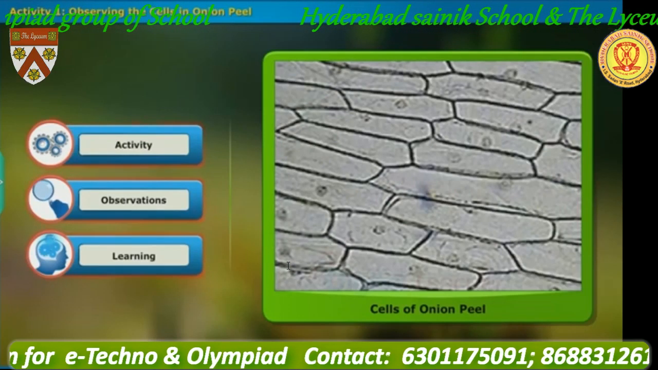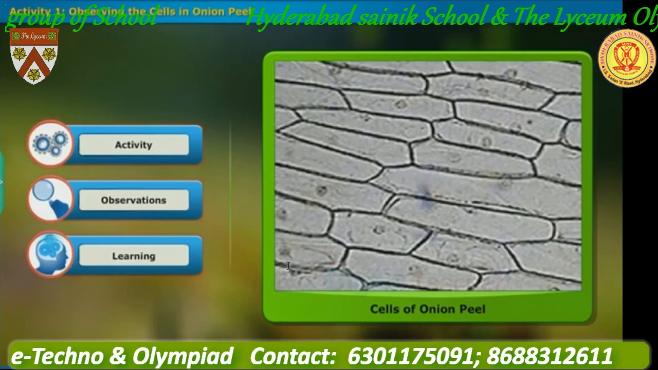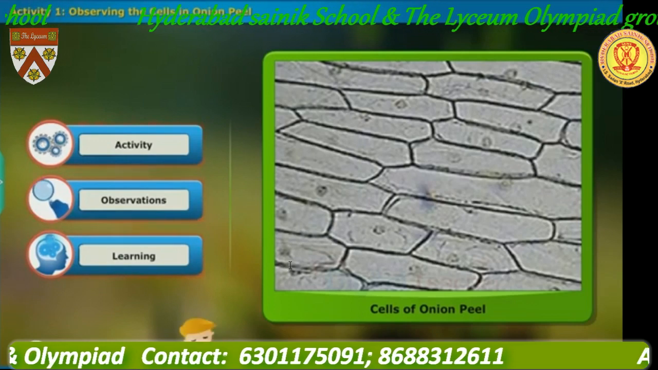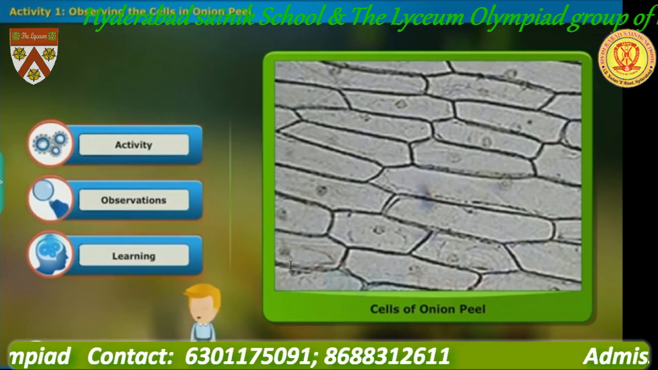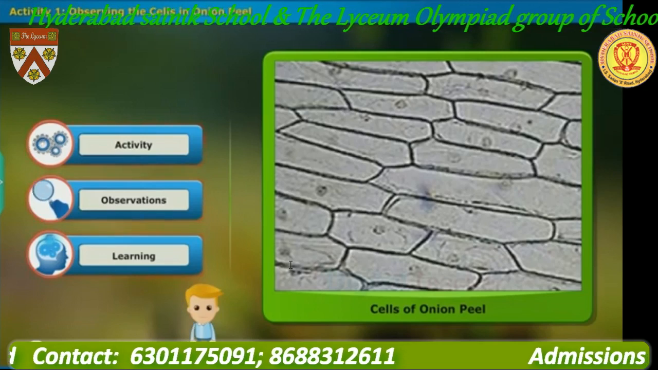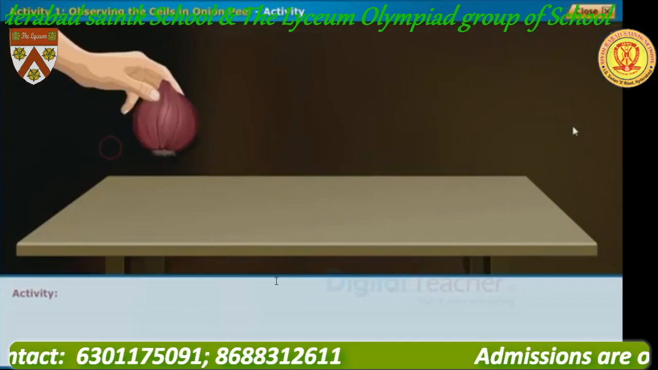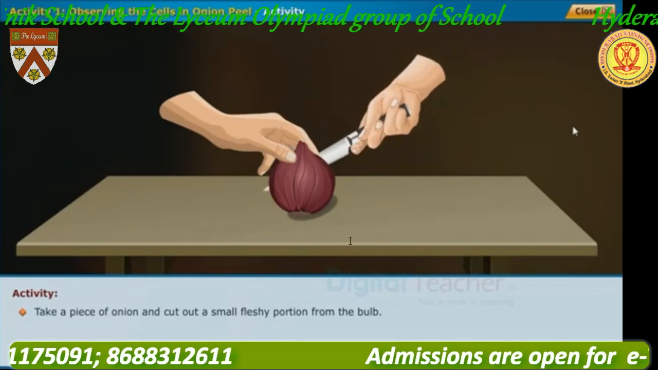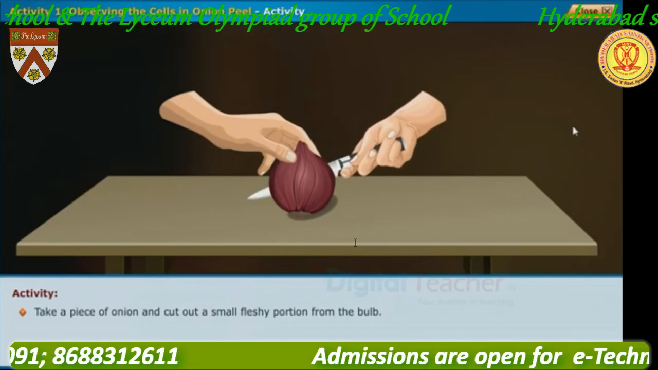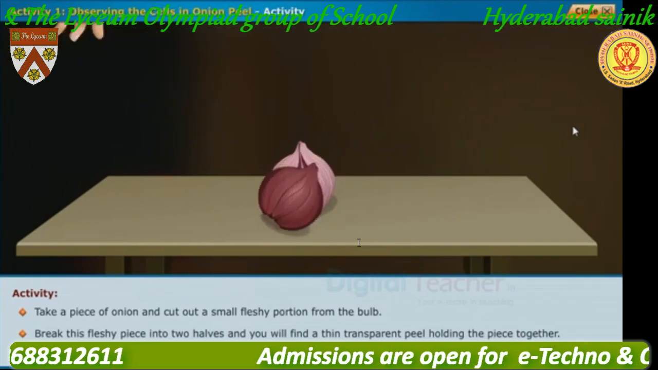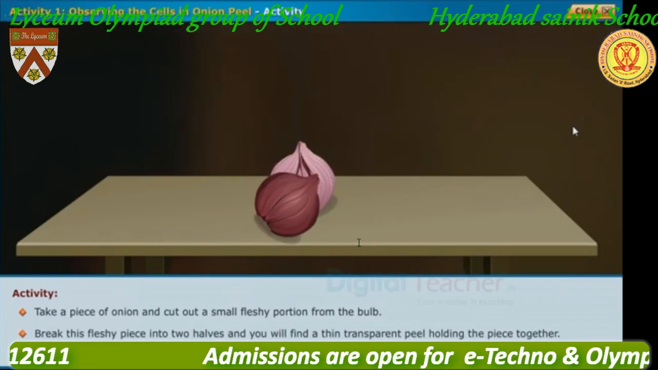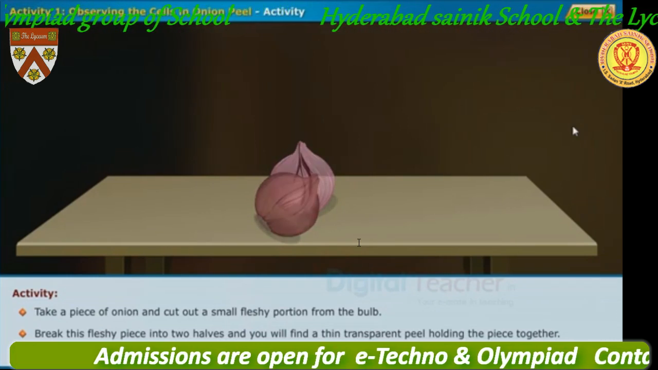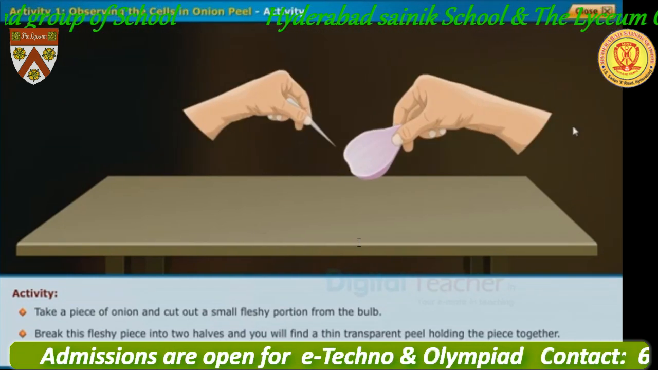Here, let us perform an activity to observe cells in onion peel. Click each tab to know more. Take a piece of onion and cut out a small fleshy portion from the bulb. Break this fleshy piece into two halves and you will find a thin transparent peel holding the piece together. Now, take out the peel and cut a small piece from it.